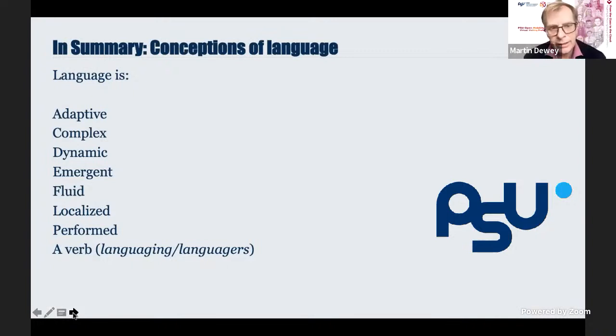It's dynamic. It's emergent because language is always becoming as people speak it. It's very fluid. It's localized and performed. So when we look at language, if we take a dictionary, as I said, it's only a partial representation of the language. No matter how big a dictionary is, it can't be a full representation of any language because of how emergent and fluid and dynamic languages are.